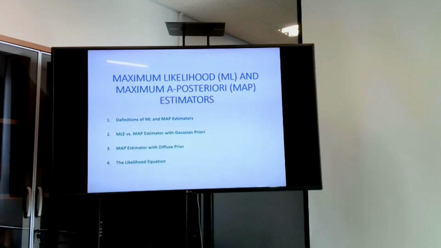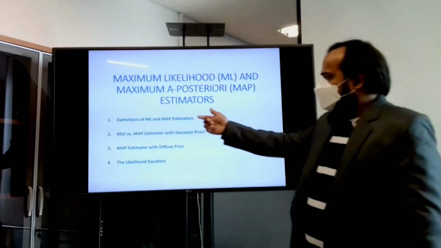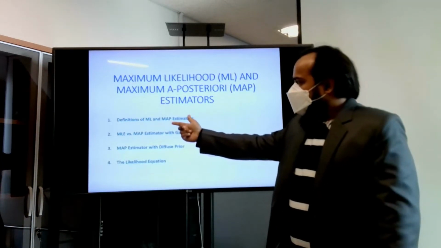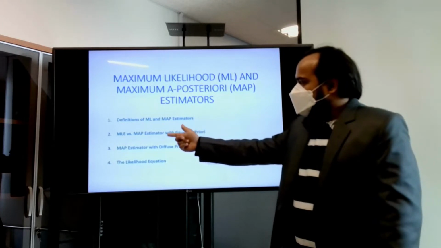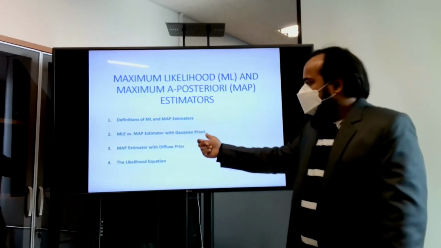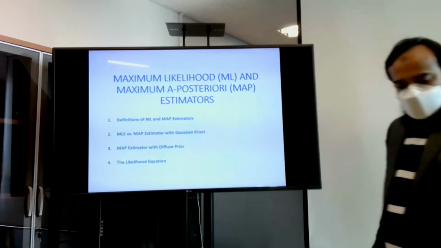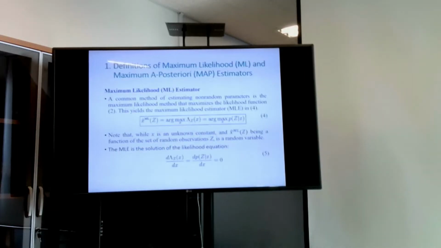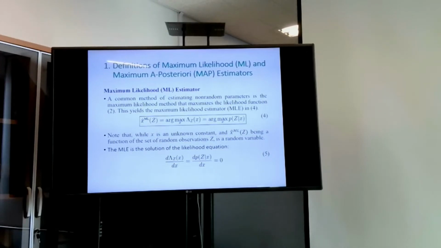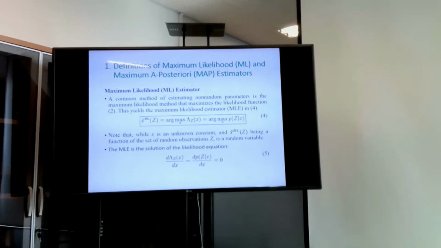Then the maximum likelihood and maximum a posteriori estimators. In this section we will study the definition of ML and MAP estimator, MLE versus MAP estimator with Gaussian prior, MAP estimator with diffuse prior, and the likelihood equation. Now, what is the maximum likelihood estimator?